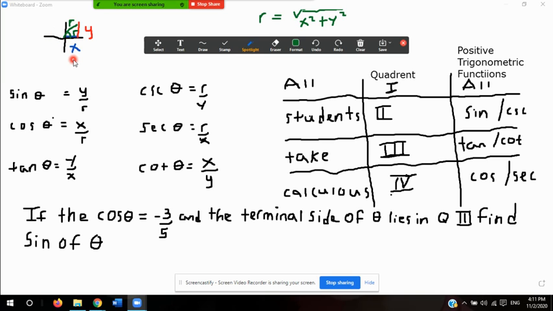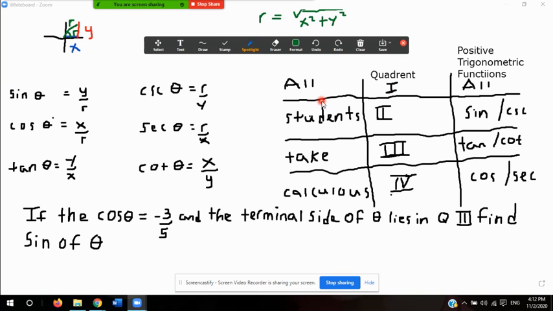Now, in order for us to memorize this, there is an acronym, a shortcut, whatever you want to call it, and this is found on page 81 of your textbook. It's a little table, and it says: All Students Take Calculus. What this table is helping us do is determine in which quadrant which trigonometric functions are positive and which are negative.